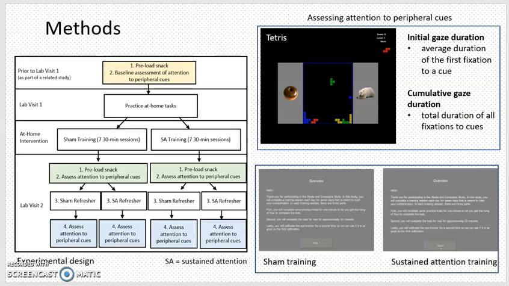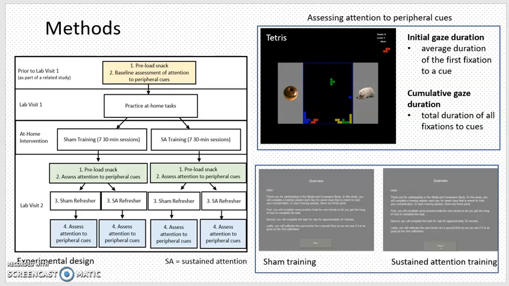Specifically, we used these two eye tracking metrics to quantify this. Initial gaze duration is the average duration of the first fixation to a cue. So the first time they looked at the food item, how long did they spend looking at it? Initial gaze duration reflects the strength of the stimulus or the cue to attract the participant's attention at first. And the second metric we used was cumulative gaze duration, which is the total duration of all the fixations on cues. So the total duration of all the time the participant looked at a food item during the Tetris game. And that reflects the strength of the stimulus to hold the viewer's attention throughout the time of the Tetris game.